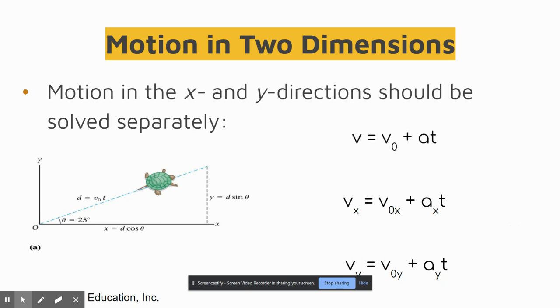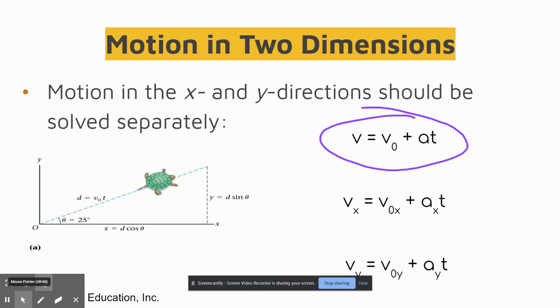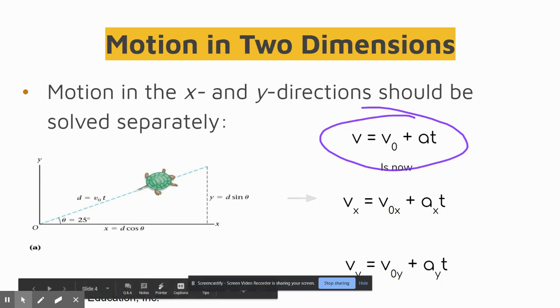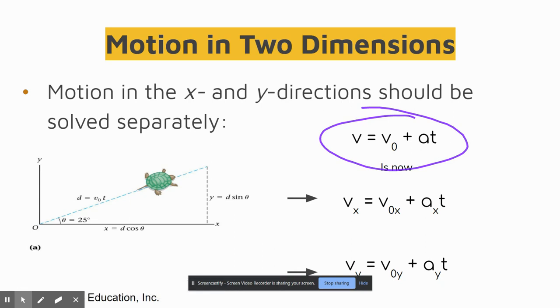So we can take our typical equation of motion right here. And hopefully y'all keep these equations of motion near you so that you can easily refer back to them. And you're going to see it broken up into the x and the y components. So this turtle that's traveling at an angle in a straight line, its motion is going to have a value in the x direction and the y direction.